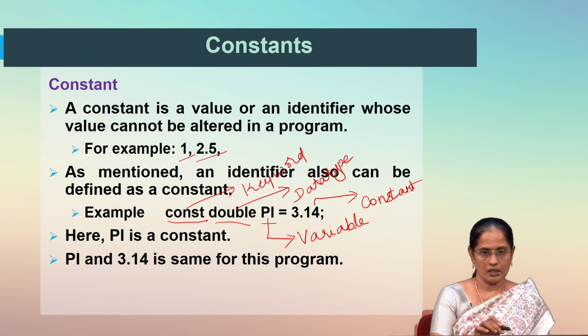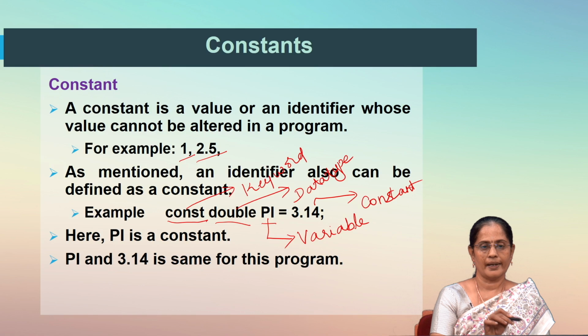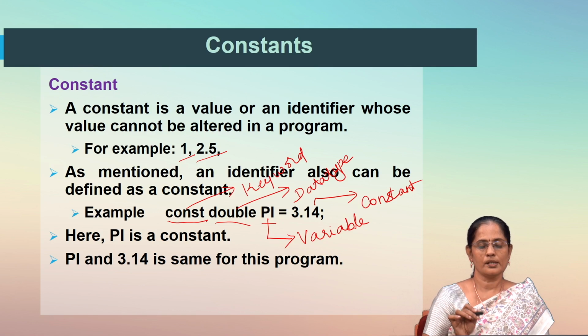Once we define it like this, Pi is a constant, and Pi and 3.14 can now be used interchangeably in the program. So, whenever we use the term Pi, it means that 3.14 is the value represented by Pi.